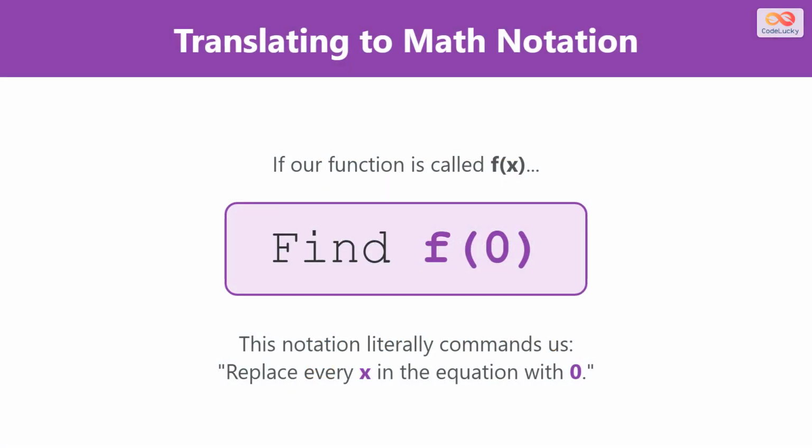In mathematical notation, if we have a function f of x, finding the y-intercept means we need to calculate f of 0. When you see f of 0, it is a direct instruction. It tells you to take your equation, remove every x you see, and plug in the number 0 in its place.